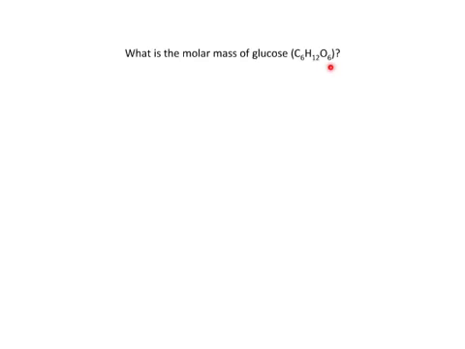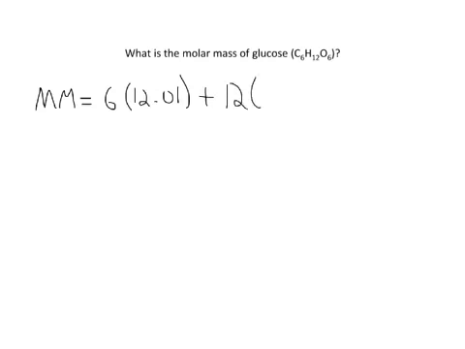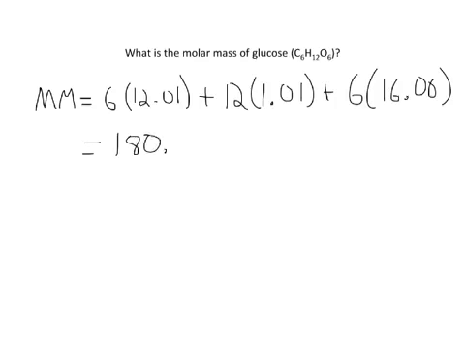To determine the molar mass, I just add up the constituent elements. So the molar mass of glucose would be 6 times the molar mass of carbon, plus 12 times the molar mass of hydrogen, plus 6 times the molar mass of oxygen. When I add those up, I get 180.18, and the units on molar mass are grams per mole.